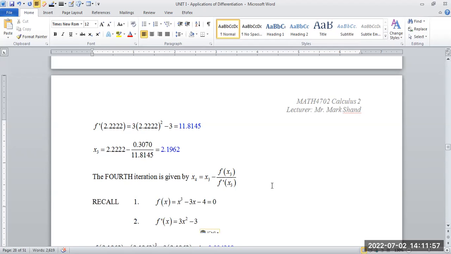I'm going to need about 3 minutes for the fourth iteration. You know what your x3 is? Your x3 is 2.1962. Go ahead and do the iteration for that fourth one for me and then come back to me. I know you know how to do this.